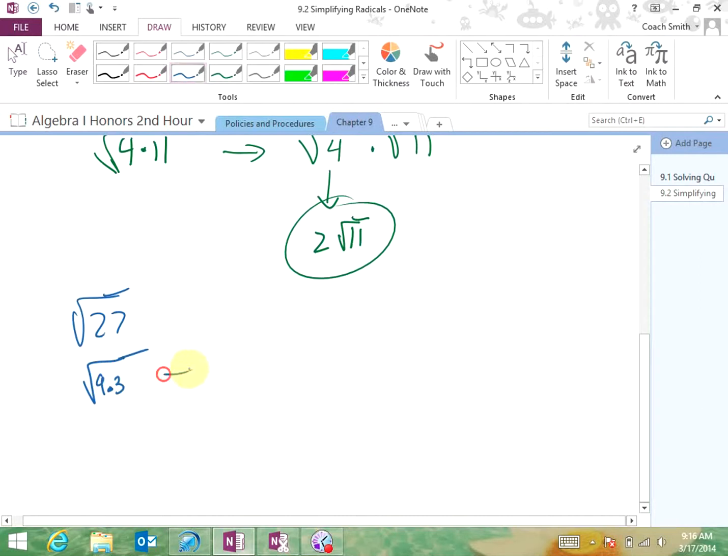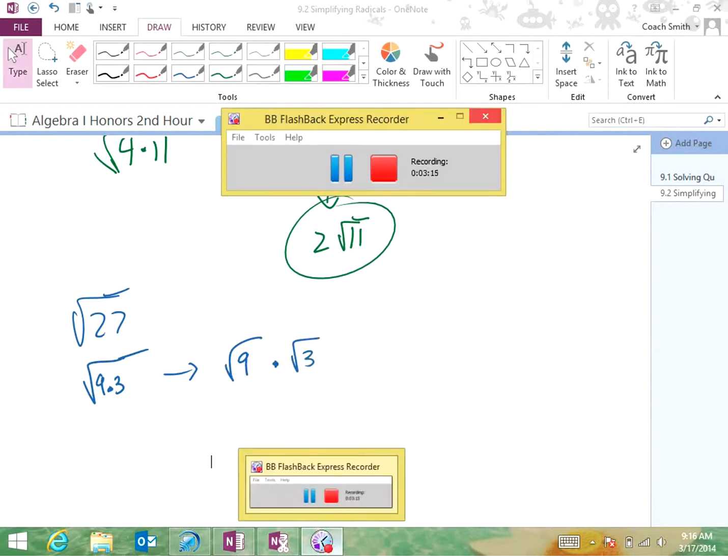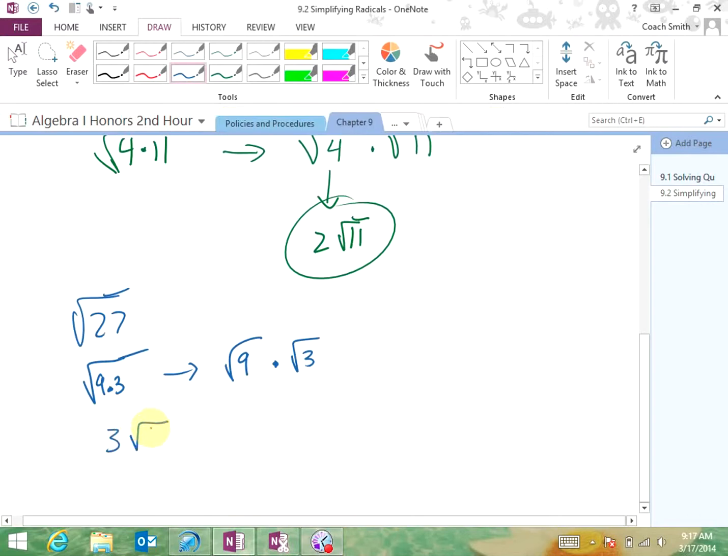So I can break this down into the square root of 9 times 3. Okay, which once again is the same thing as the square root of 9 times the square root of 3. Square root of 9 is what? 3. So 3 times the square root of 3 is your answer. Now, obviously, these are fairly simplistic examples. Okay?